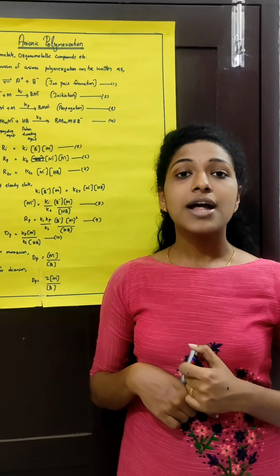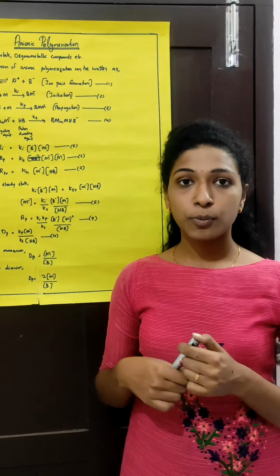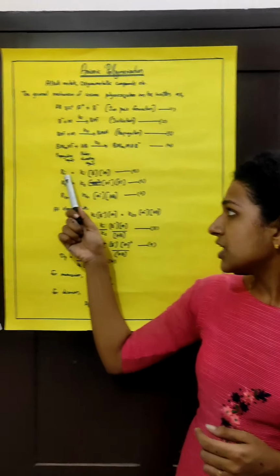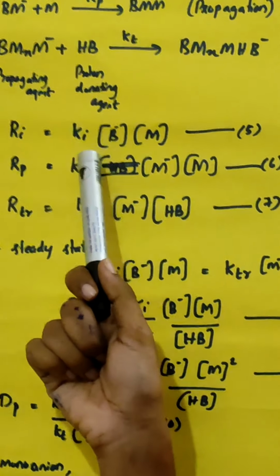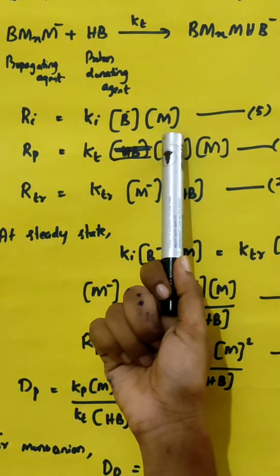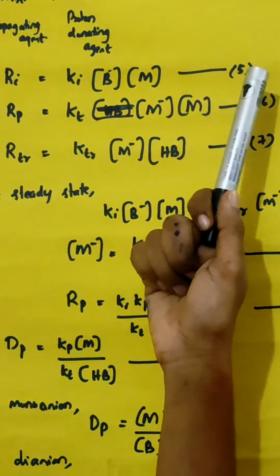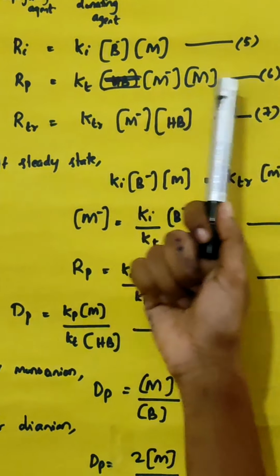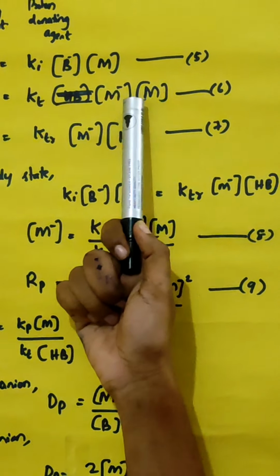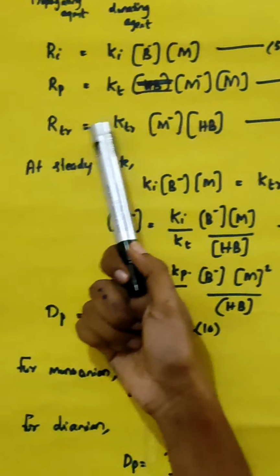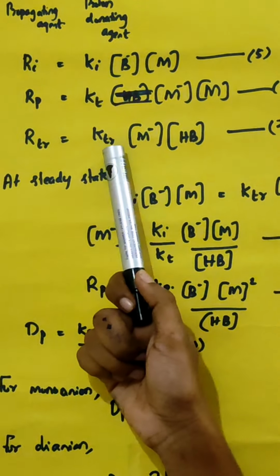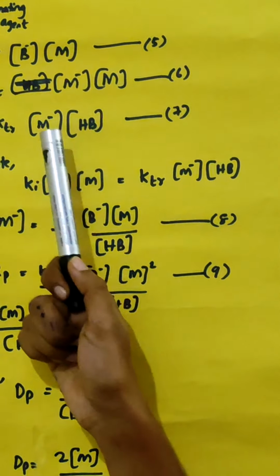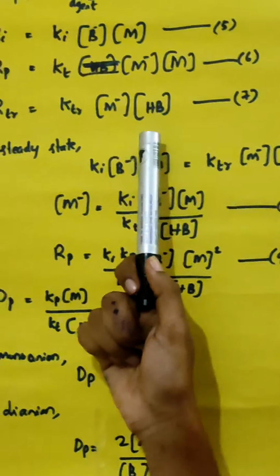Next, we can check out the rates of initiation, propagation and termination. The rate of initiation can be written as Ki into concentration of B minus into concentration of M. That is equation number 5. Next, rate of propagation is Kp into concentration of M minus into concentration of M. And the rate of termination can be written as Ktr into concentration of M minus into concentration of HB. HB is the proton donating agent.